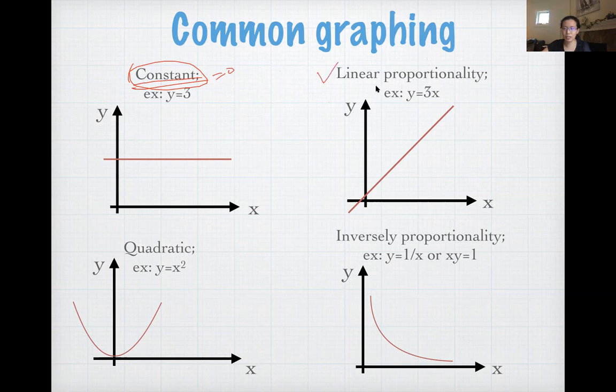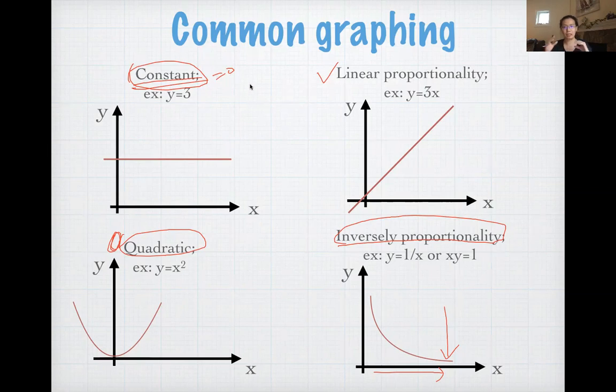Linear proportionality. This is the graph that we saw a second ago. Quadratic. Quadratic is a very common graph that you will see in projectile motion. So you will see that a lot. Inverse proportionality is a graph which looks something like this. It means that as x gets bigger, y will get smaller. This proportionality also shows up a lot in physics relationships.